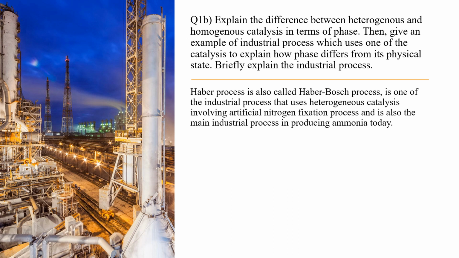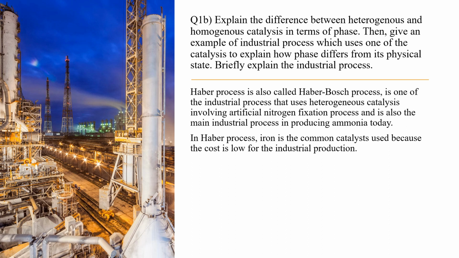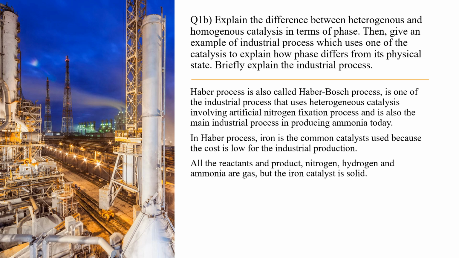So the process that we'll be talking about in the answer is the Haber process. The Haber process is also called the Haber-Bosch process. It's one of the industrial processes that uses heterogeneous catalysis, involving an artificial nitrogen fixation process, and is also the main industrial process in producing ammonia today. In the Haber process, iron is the most commonly used catalyst because the cost is low for industrial production. All the reactants and product, nitrogen, hydrogen, and ammonia, are gases, but the iron catalyst is solid.